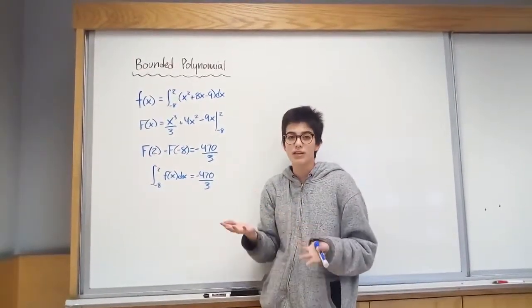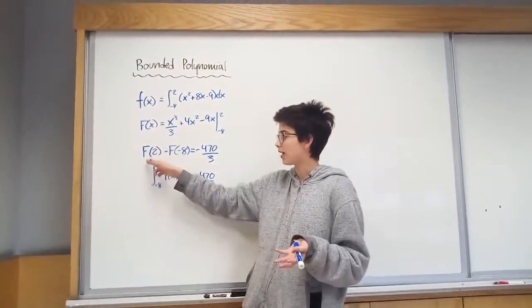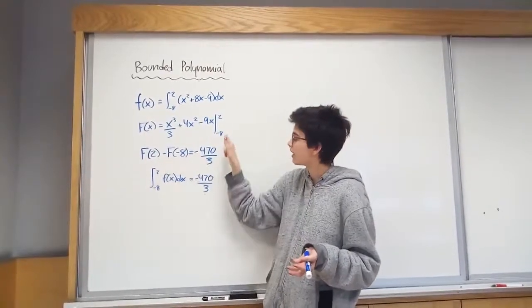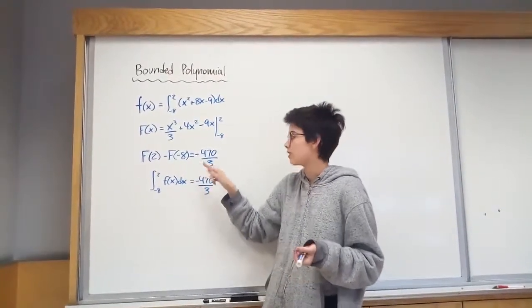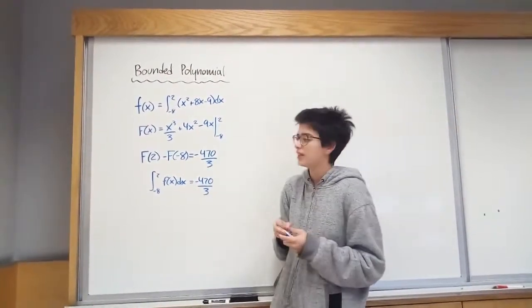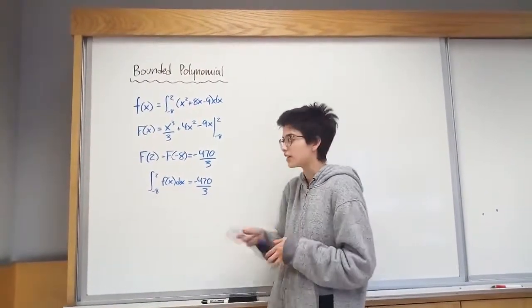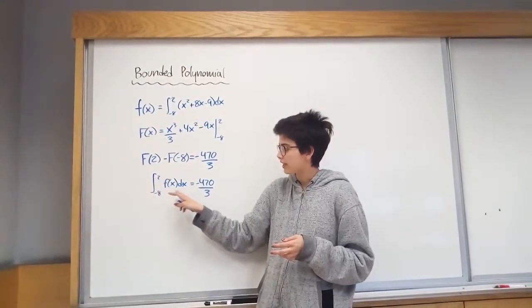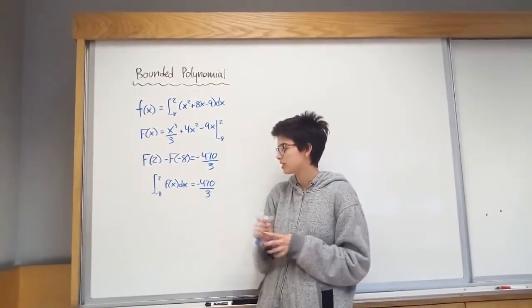Now we need to do the fundamental theorem of calculus, and it's F of b minus F of a. So we have F at 2 minus F at negative 8, and it's equal to negative 470 over 3. Now at the very end, you just want to write your final answer, so we know that the integral bounded from negative 8 to 2 of f of x dx is equal to negative 470 over 3.